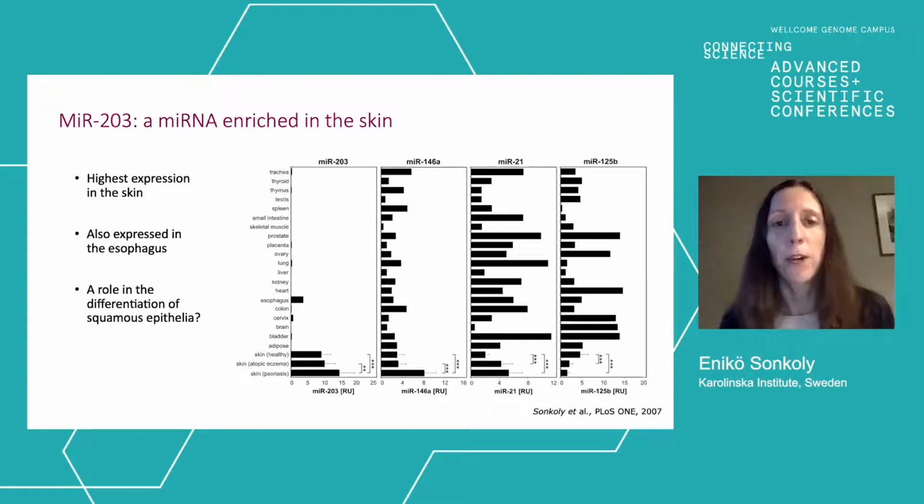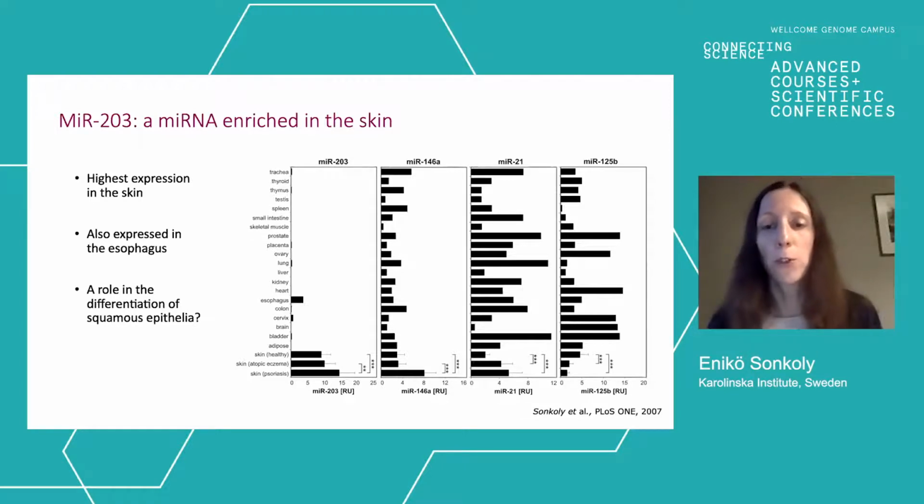And we identified miR203 as a microRNA which is upregulated in psoriasis skin. And then we investigated it further together with some other microRNAs. And as you see, there is a difference between the expression pattern of these microRNAs. We investigated their expression pattern in different organs and tissues to see where they are expressed.